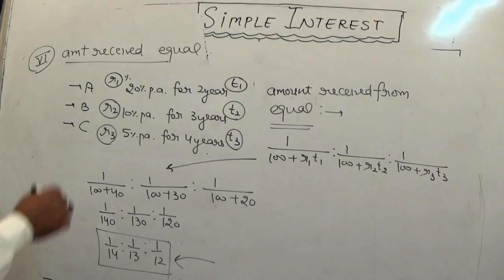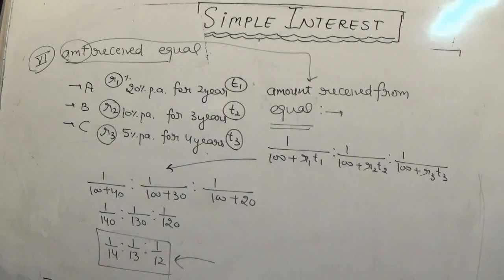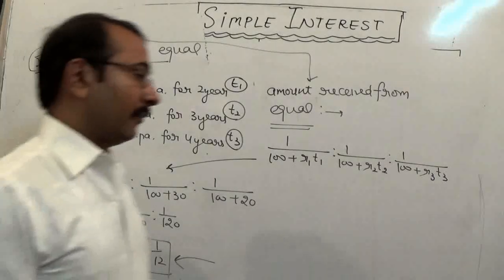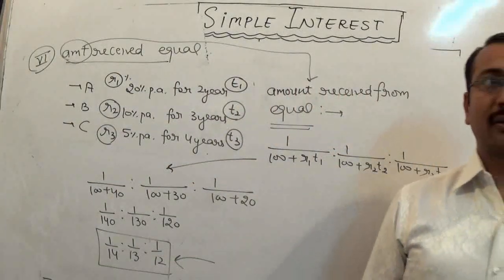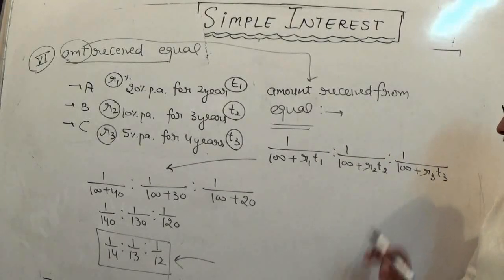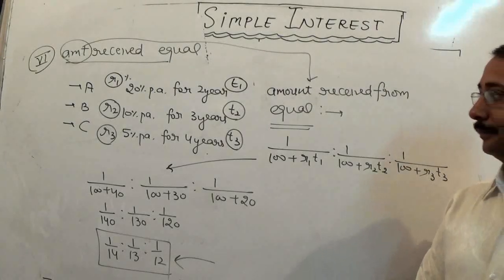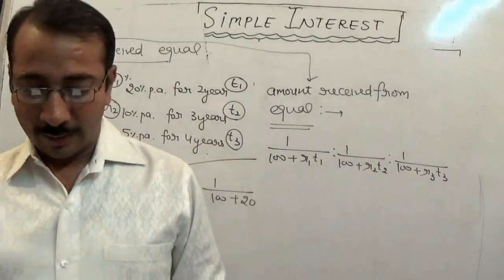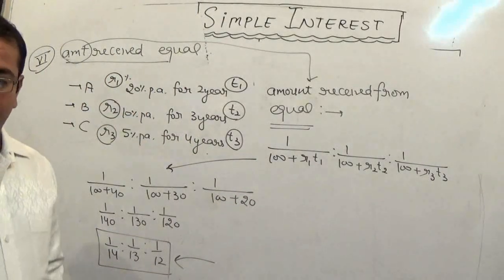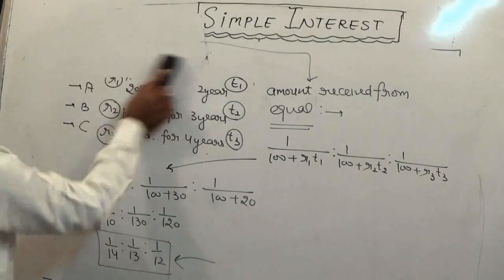Now, when amount received from the persons is equal, our approach would be 1 upon 100 plus R1 into T1 is to 1 upon 100 plus R2 into T2 is to 1 upon 100 plus R3 into T3, and after solving this, my answer is there. Then we have one more type of question in which we use the concept of alligation mixture, or we can directly answer the question with our basic formula method.